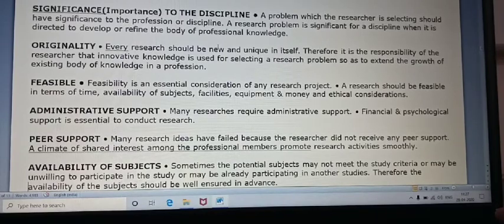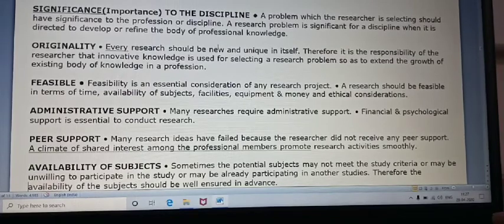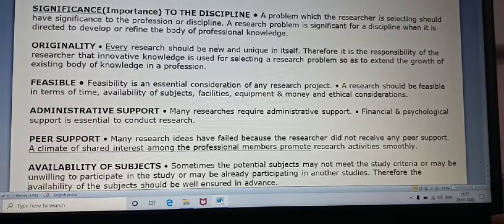You will not try to find how to inject or how to draw blood like a lab student, or you will not try to find a solution for how an amputee can wear a prosthesis. That is not your discipline. Instead, you will identify a research problem that is very important for your profession, and for that problem you will try to find a solution.